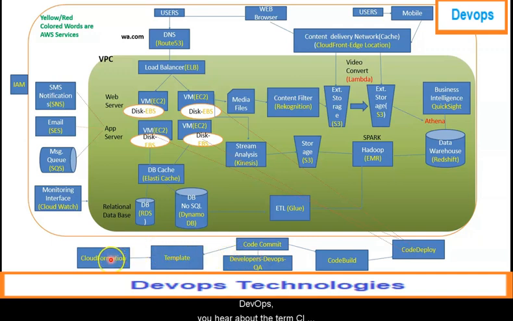If you know about DevOps, you care about CI and CD. So this is a continuous integration pipeline or continuous delivery pipeline. The developers write the code and check it in, it gets built automatically, tested automatically by CodeCommit and CodeBuild services, and deployed automatically by the CodeDeploy service into the corresponding application servers running in EC2.